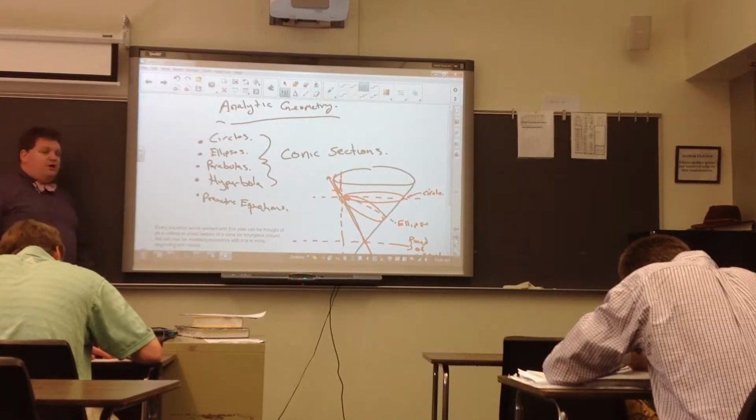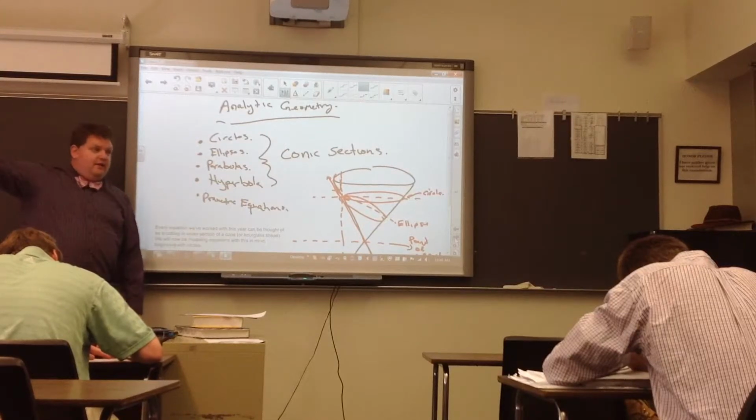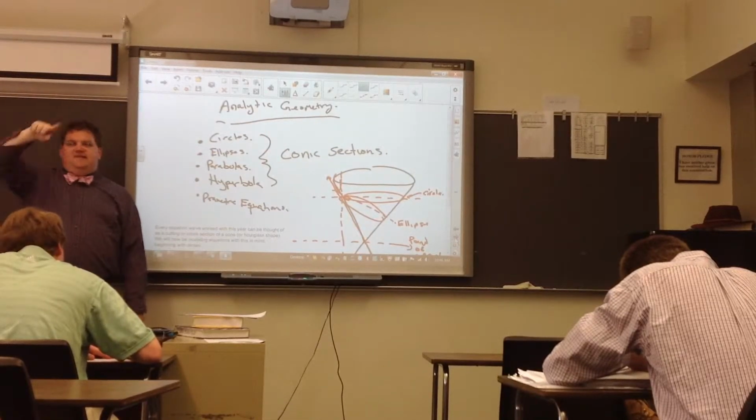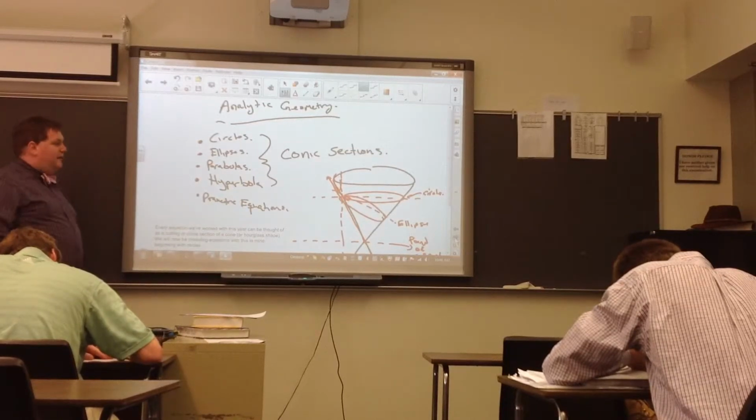A new one called a hyperbola, which actually is just a parabola turned on its side, so you get it to be like this instead of like this. So instead of being a U, it's a kind of cutaway like that.